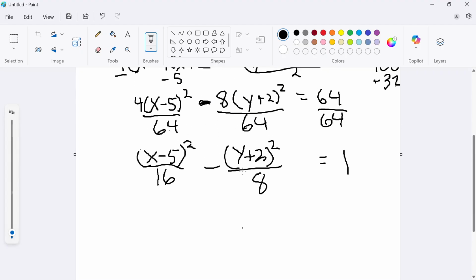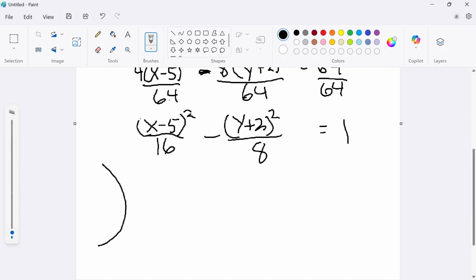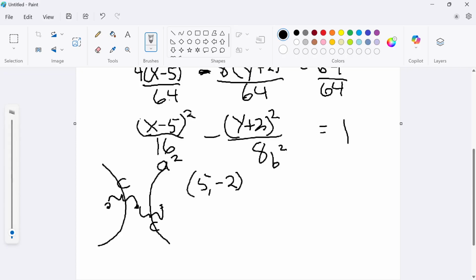And now I have to figure out where the foci are. Well, here is what a horizontal hyperbola looks like. And the foci are c away from the center. So I have to determine what that c is. And I know that this is a squared, and this is b squared. It's x minus h squared over a squared minus y minus k squared over b squared. And the center is 5, negative 2, the opposite signs of those, because remember, it's x minus h, y minus k. So there's the center.